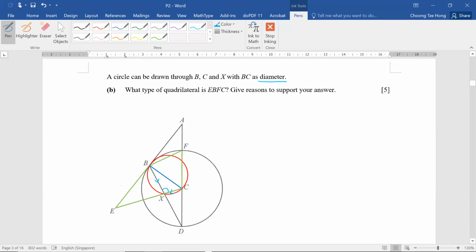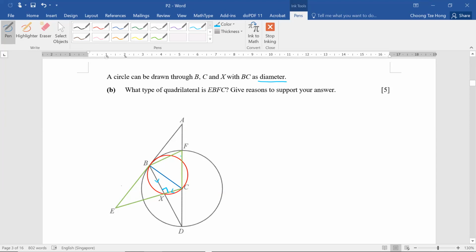Because the blue line is the diameter, and this half of the circle, the bottom half, if you go this direction, you get a semicircle. This angle over here is formed by the diameter at the circumference of the circle, so it's going to be 90 degrees. So over here, we will have this angle as 90 degrees. So we already have one 90 degrees.